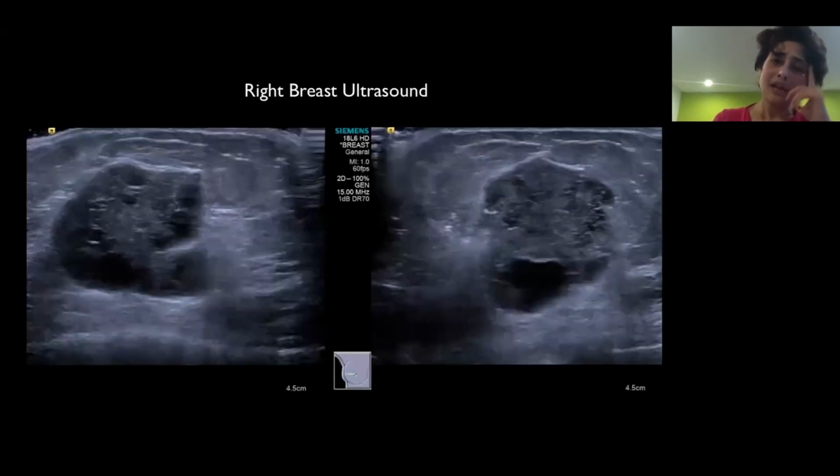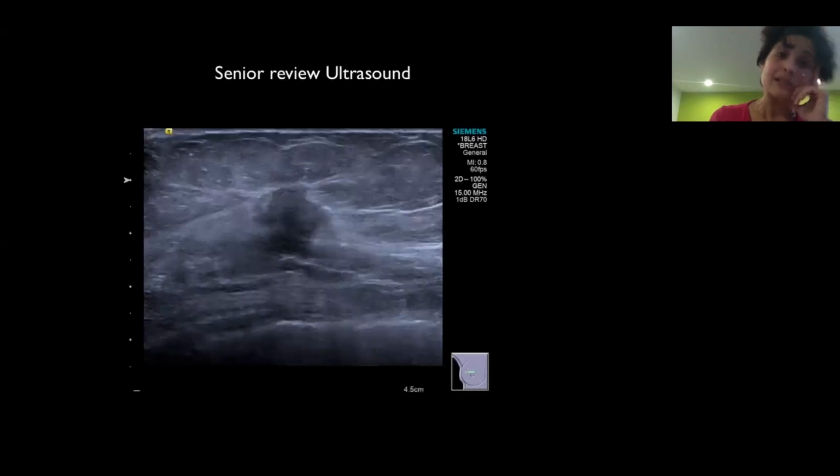So she had a right breast ultrasound, and that shows this partly well-defined lesion with cystic spaces, which you could think maybe a fibroadenoma or even a phylloides, except you're not really seeing part of its margin very well. And there's this spiculate area, which is quite cancer-like, which you can say is irregular, has irregular margins.